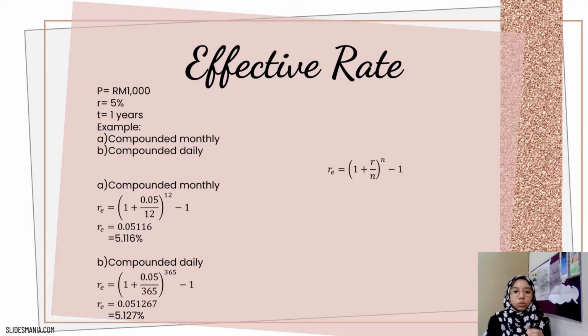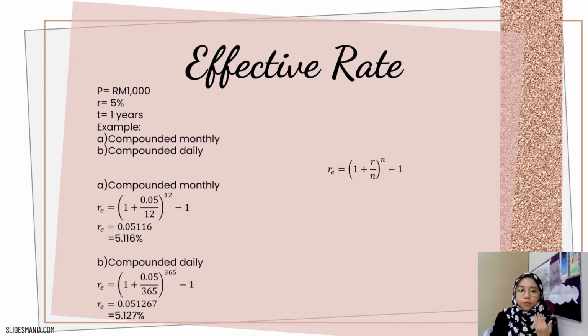to the power of n, minus 1. So we are going to do A first. In this case n equals 12 because there are 12 months in a year. So effective rate equals 1 plus 0.05 divided by 12, to the power of 12, minus 1. So the answer is 0.05116, and converting to percent it is 5.116%.